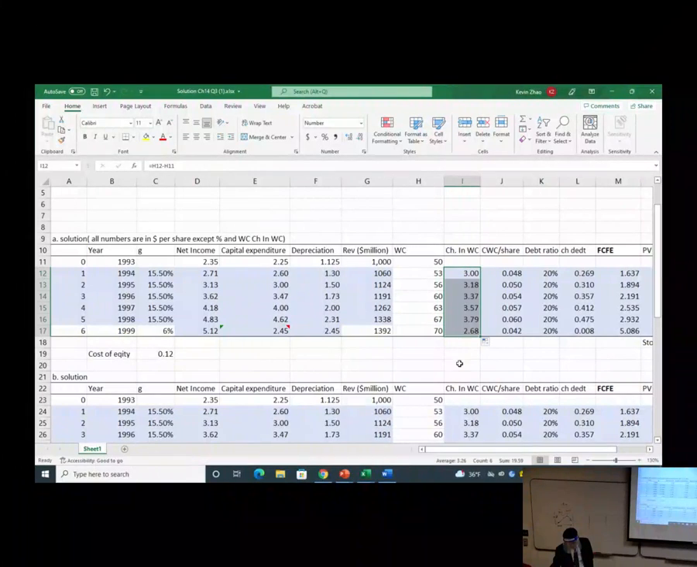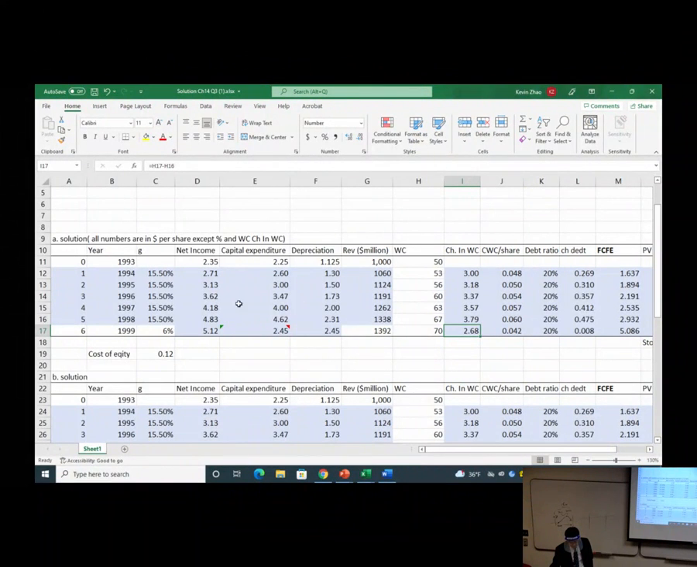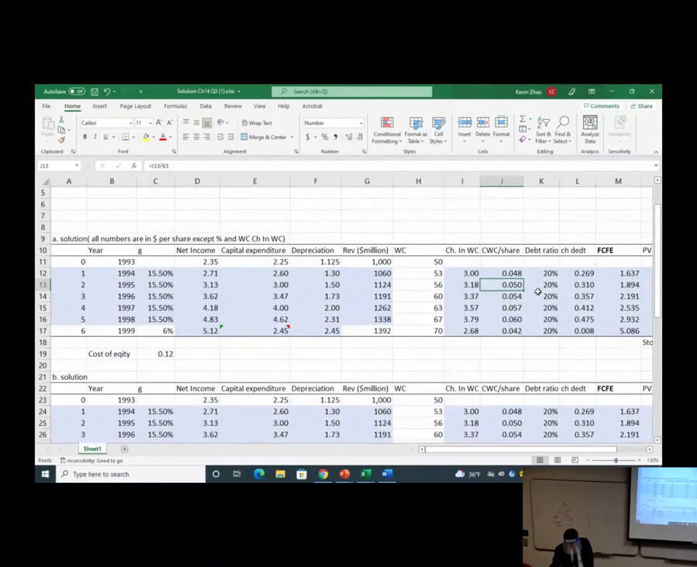Right? But this has a little problem because I'm doing calculation on a per share basis. You see, this revenue is total revenue, it's not on a per share basis. Therefore, this working capital, also in millions, is total working capital, right? And then this change is also total. So to be consistent, I have to get the change in working capital per share. Number of shares is 63 million, right? And here's the debt ratio, 20%.